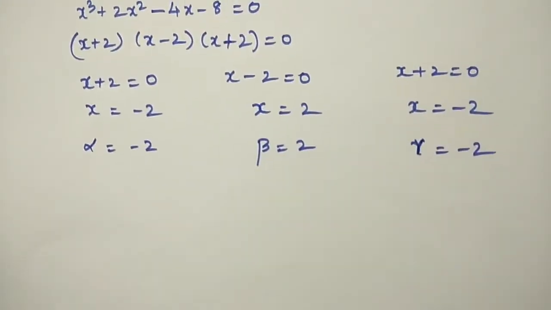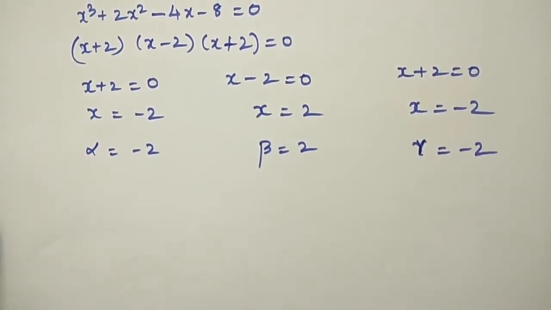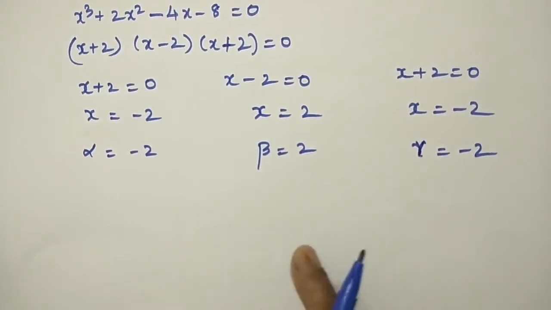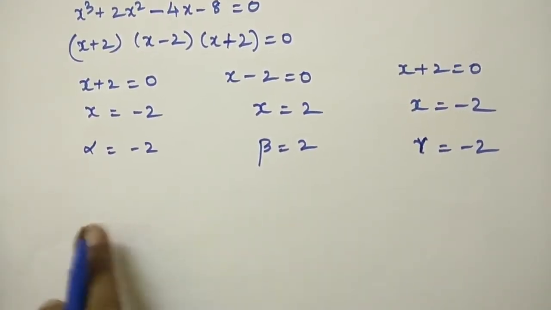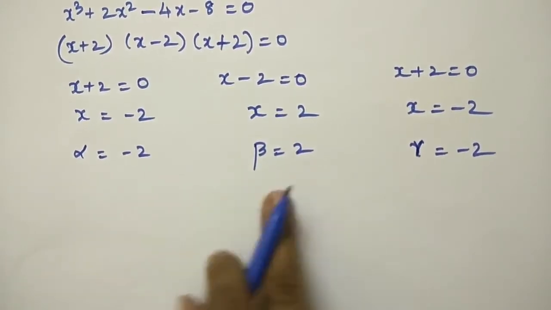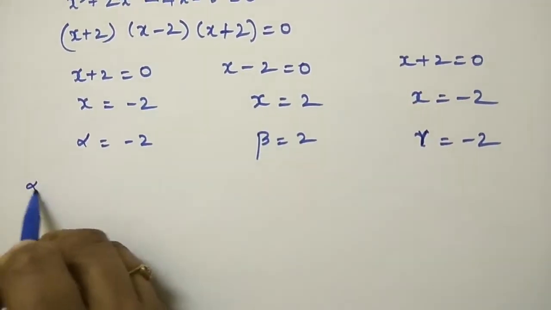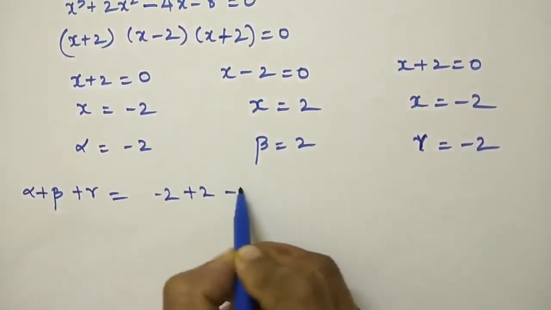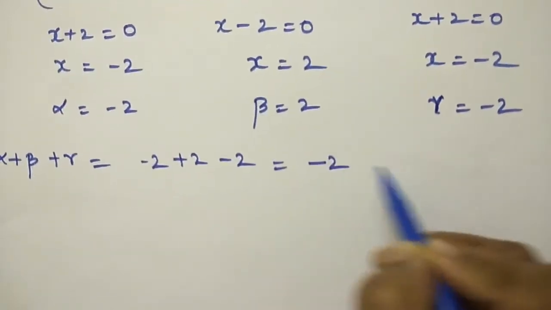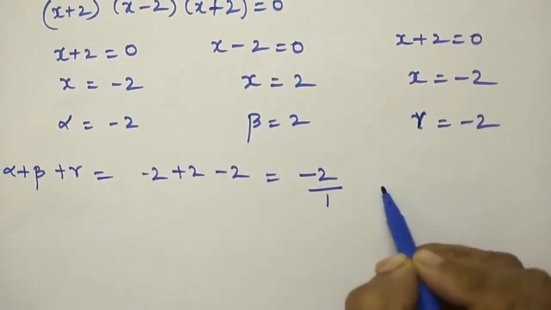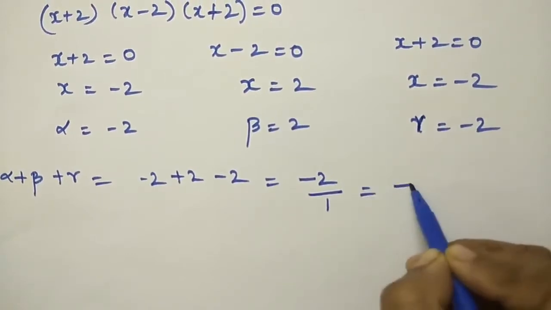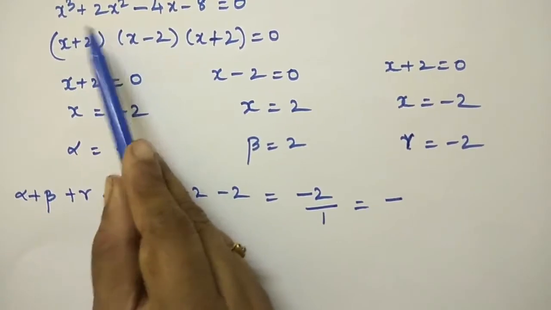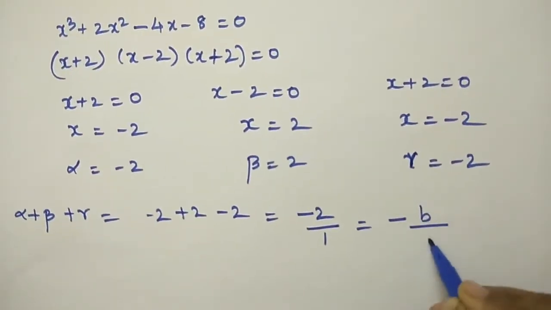These alpha, beta, gamma zeros we have taken for a general algebraic expression. You might have learnt in the previous video. If you watch that previous video, you will get an idea of alpha, beta, gamma. Okay, now calculate alpha plus beta plus gamma equal to minus 2 plus 2 minus 2, equal to minus 2. This can be written as minus 2 by 1. This is nothing but minus of the coefficient of x square, that is b, by a.